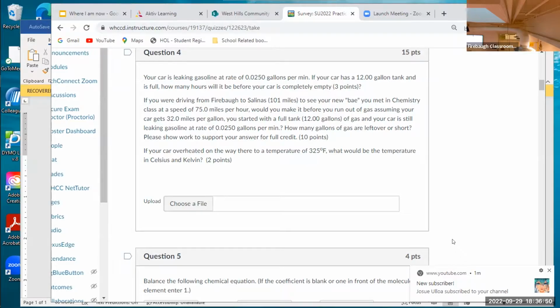That's right. That's due to the leak. That was the distance that it takes us to Salinas, right? Yeah. So it takes us an hour, and so this is how much gas we lose as we go driving. Okay. So then, what is the next part?